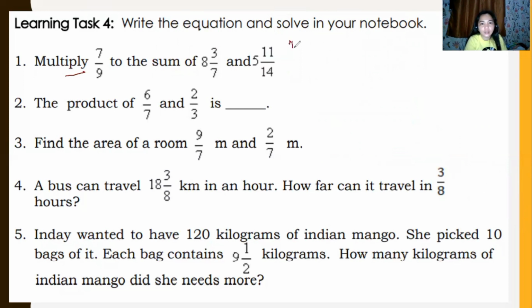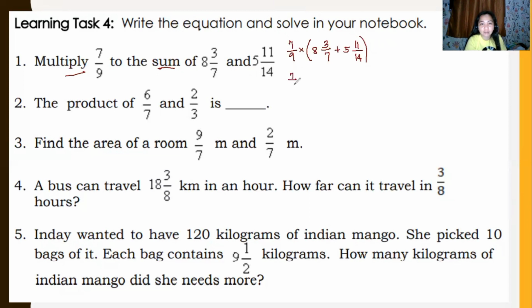Sulat natin. Multiply 7/9 to the sum of 8 and 3/7 plus 5 and 11/14. So, ilang operation meron tayo? Dalawa. So, now, let us proceed to the parenthesis kasi nga, PEMDAS na parenthesis muna.